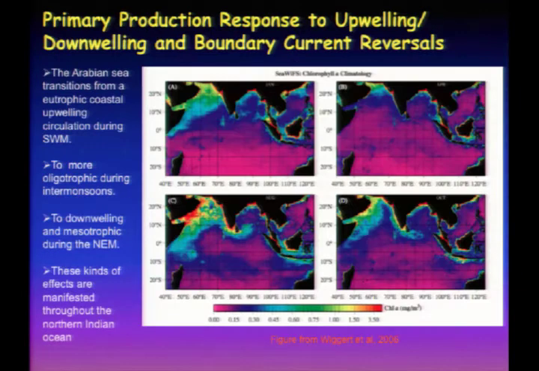So let's see. Okay, well, we've talked about this. Dennis did a really nice job of explaining the seasonal dynamics of productivity in the Arabian Sea, the upwelling, the intermonsoon relaxation, oligotrophy, and then this cooling and entrainment of nutrients in the northeast monsoon. And the point I want to add to that is that it also happens in the Bay of Bengal. This is happening in the Bay of Bengal too, but you can't see it very well.